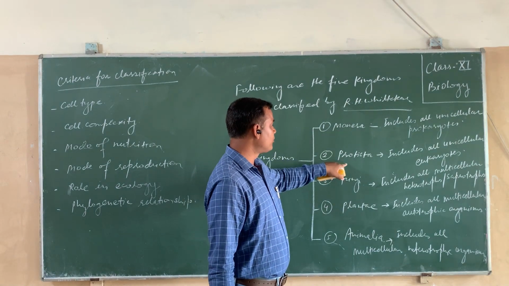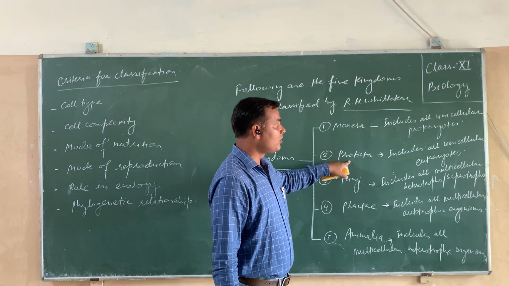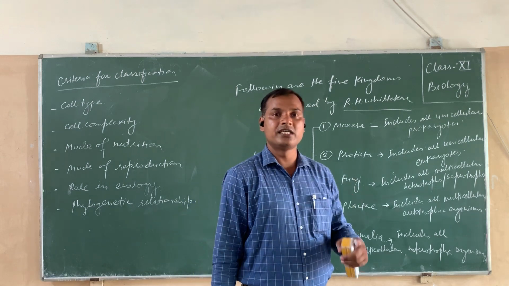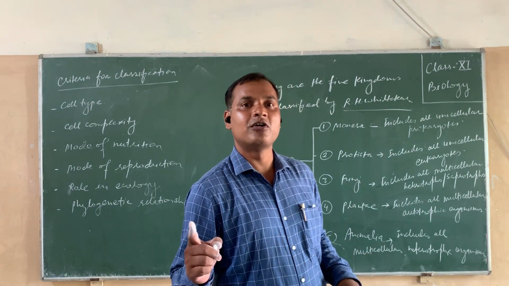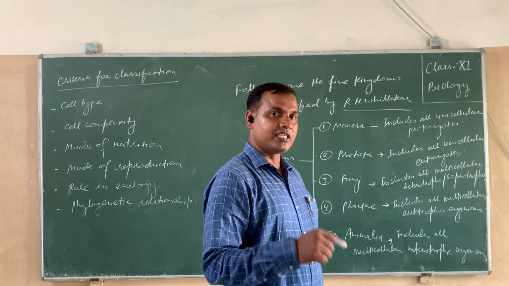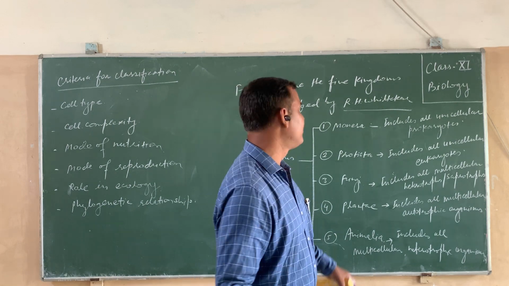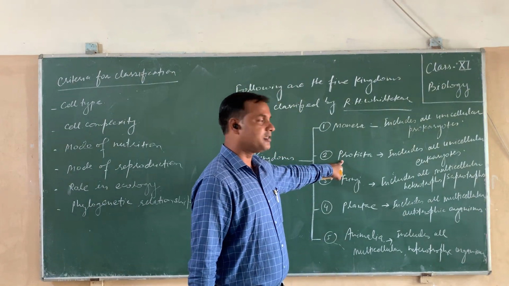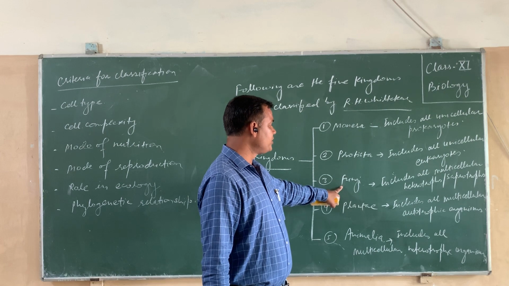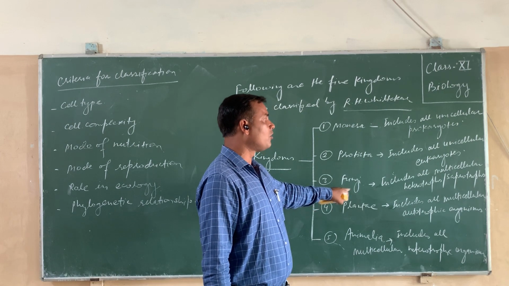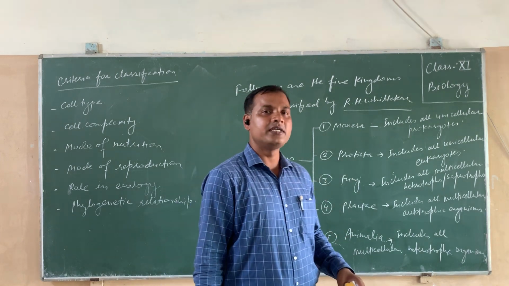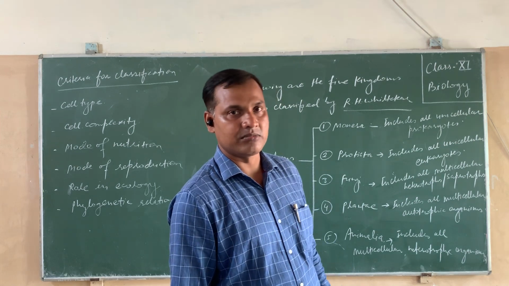The next one is called Protista. This kingdom includes all unicellular. Remember, unicellular, but the cell type must be of eukaryotic type. So all unicellular eukaryotic organisms must belong to kingdom Protista. Third is kingdom Fungi. This is a separate kingdom which includes all multicellular, heterotrophic, especially saprotrophic organisms.